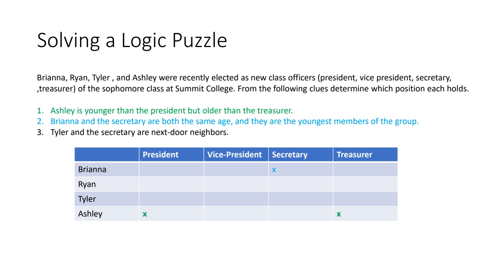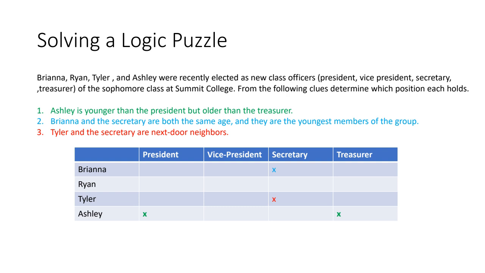The next sentence says, Brianna and the secretary are both the same age. So again, Brianna is not the secretary. And they are the youngest members of the group. So this is to be taken into account for later. The last sentence says Tyler and the secretary are next door neighbors. So again, that means that Tyler is not the secretary.